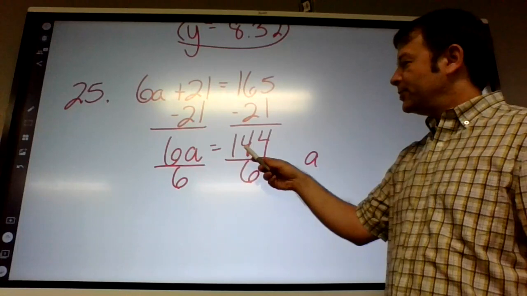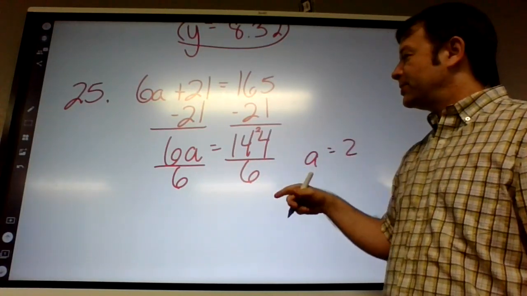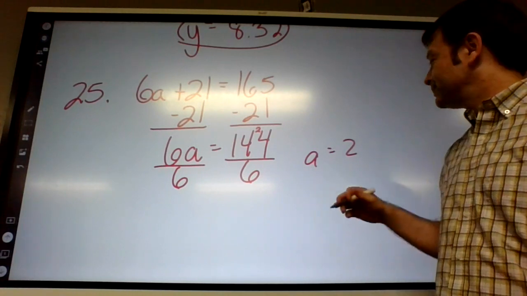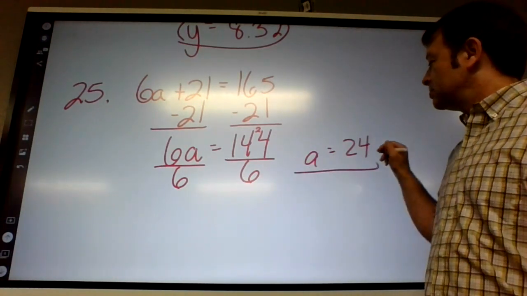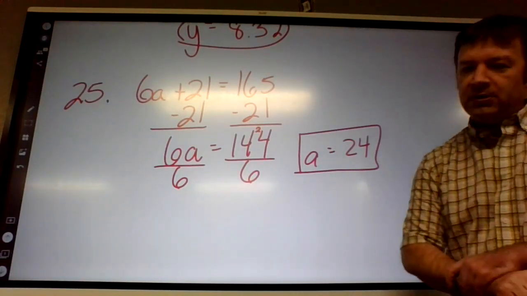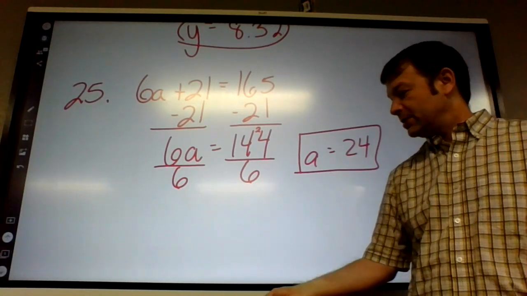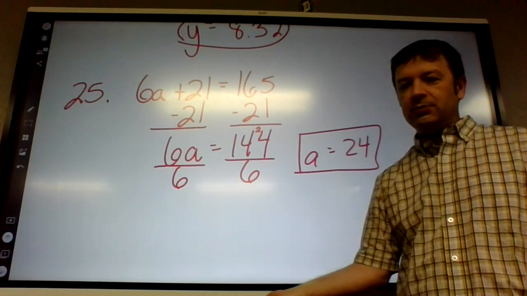Oh, 6 goes into 14 twice with the remainder of 2. 6 goes into 24. You guys remember short division? Maybe not. Okay, we will stop there and then we'll do the harder equations tomorrow.